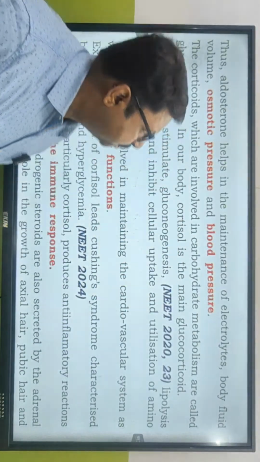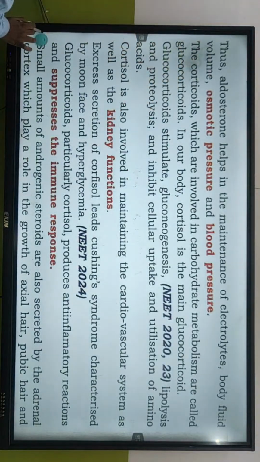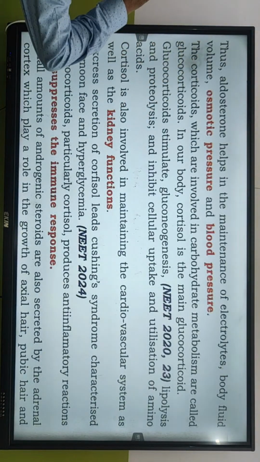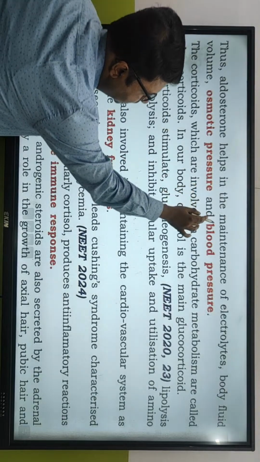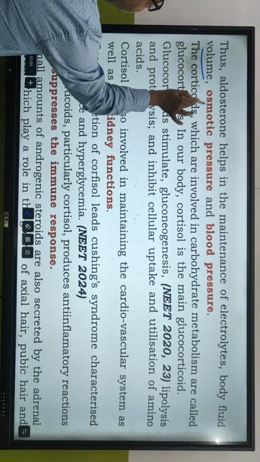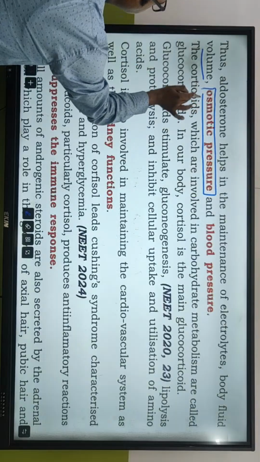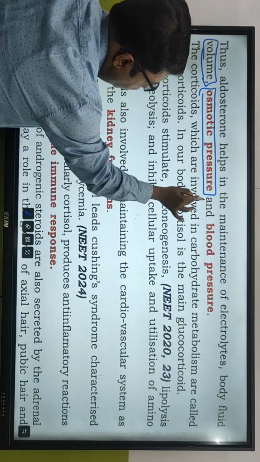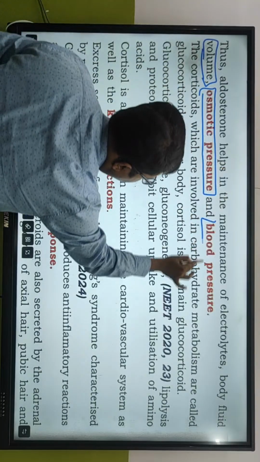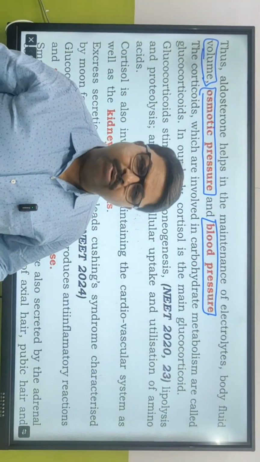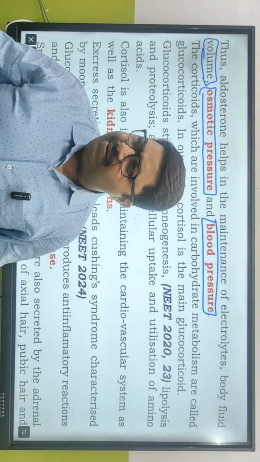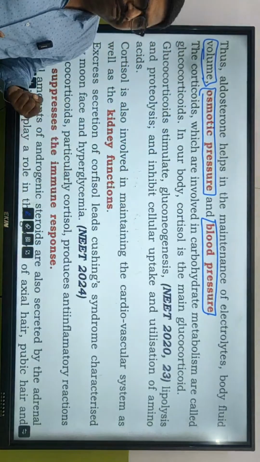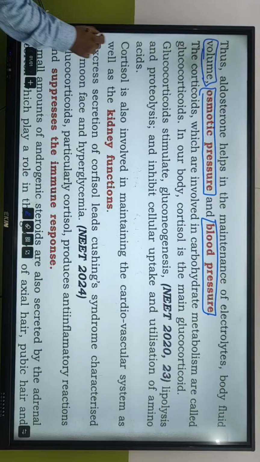Is the RAS system. Thus, aldosterone helps in the maintenance of electrolytes, body fluids volume, and osmotic pressure. So, body का volume, blood volume भी maintain करता है कौन? Aldosterone and blood pressure, and thereby it helps in maintaining or regulating the blood pressure. Fine, because it can help in absorption of sodium and excretion of potassium.